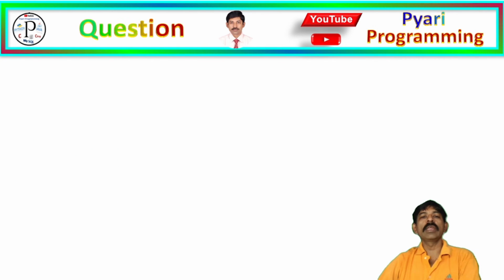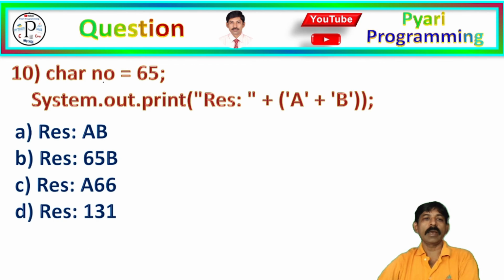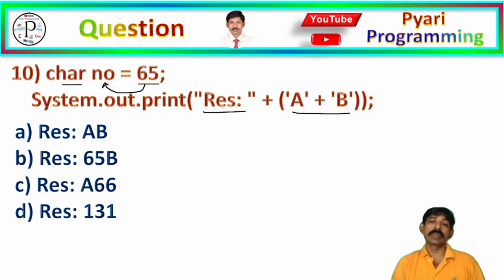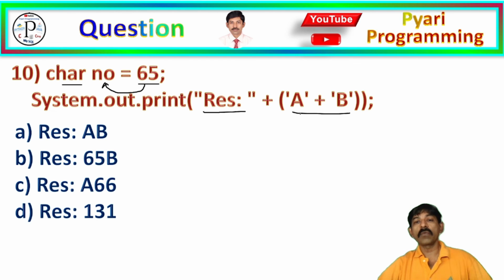Now it's time to see the next question, that is character NO is equal to 65. Left-hand side is having a character, but on the right-hand side 65 is assigned, which is in the form of an integer. So when 65 is assigned to a character variable, it will be your capital A. Now in display, the left-hand side is having a string again, but the right-hand side is enclosed within parentheses. That means first of all AB is going to be concatenated. RES plus AB, that means we got the answer called RESAB.